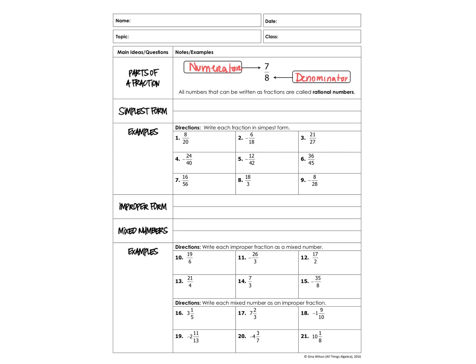And we want to know that all numbers that can be written as a fraction are called rational numbers. So that's a definition. All numbers that can be written as a fraction are called rational numbers.